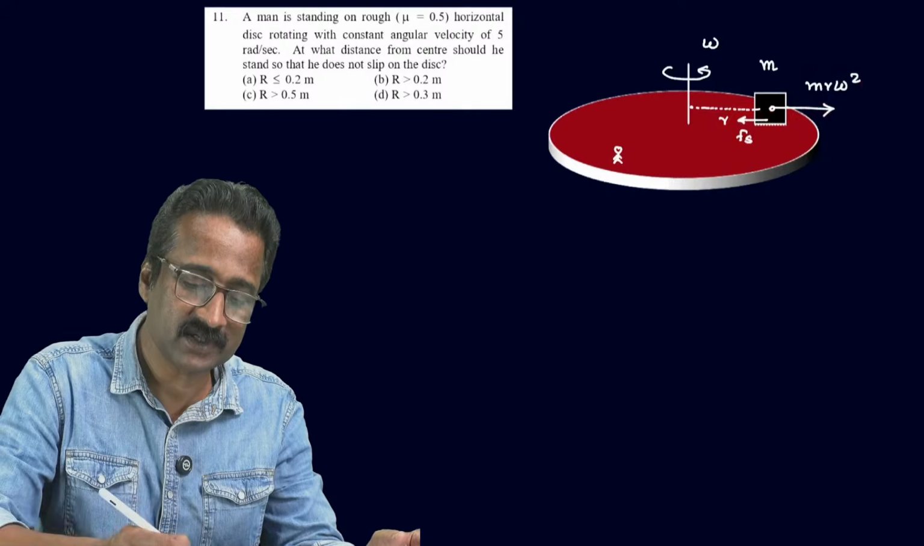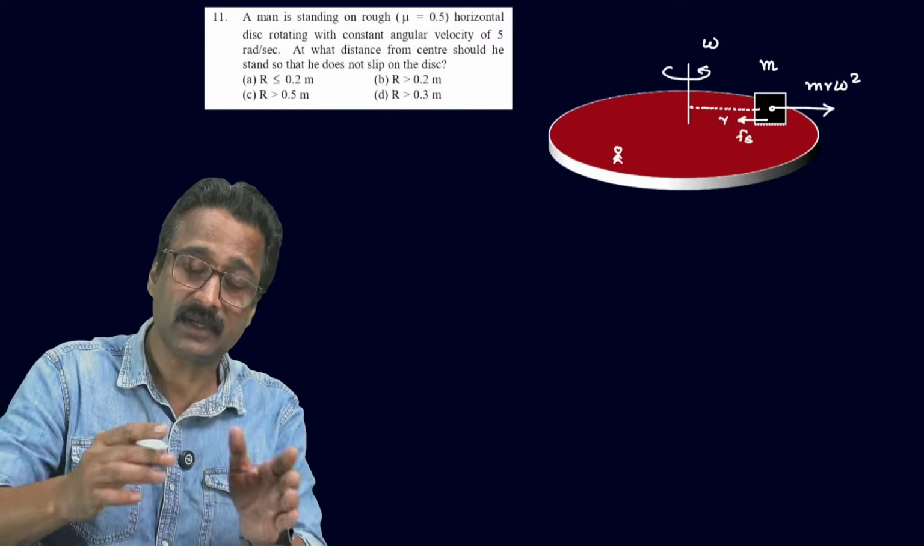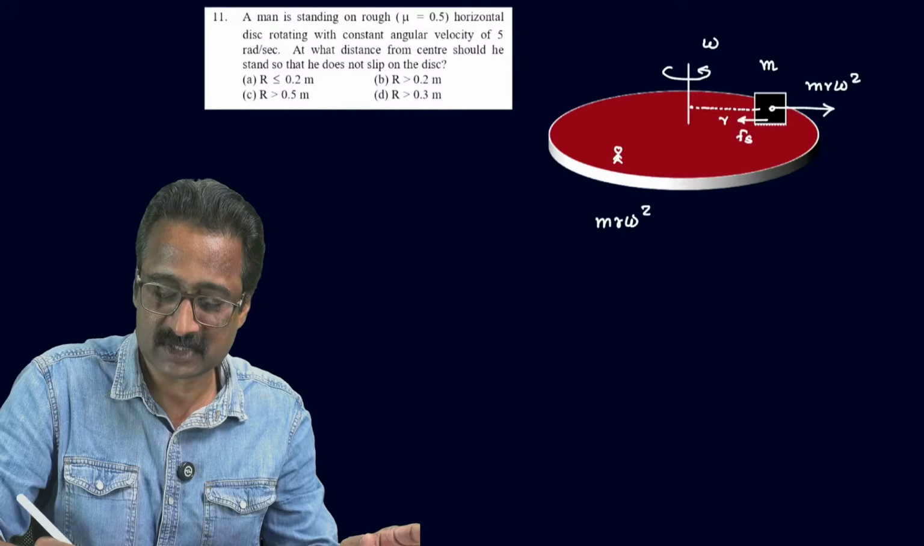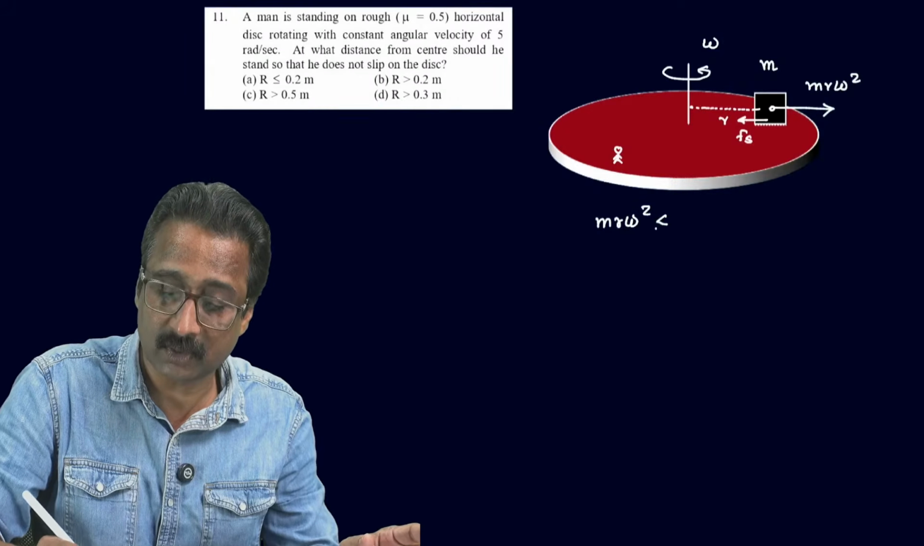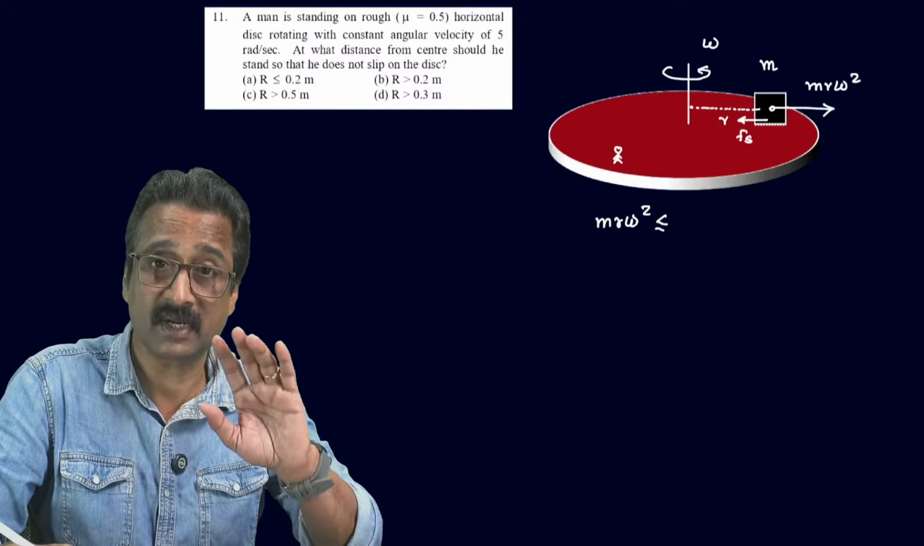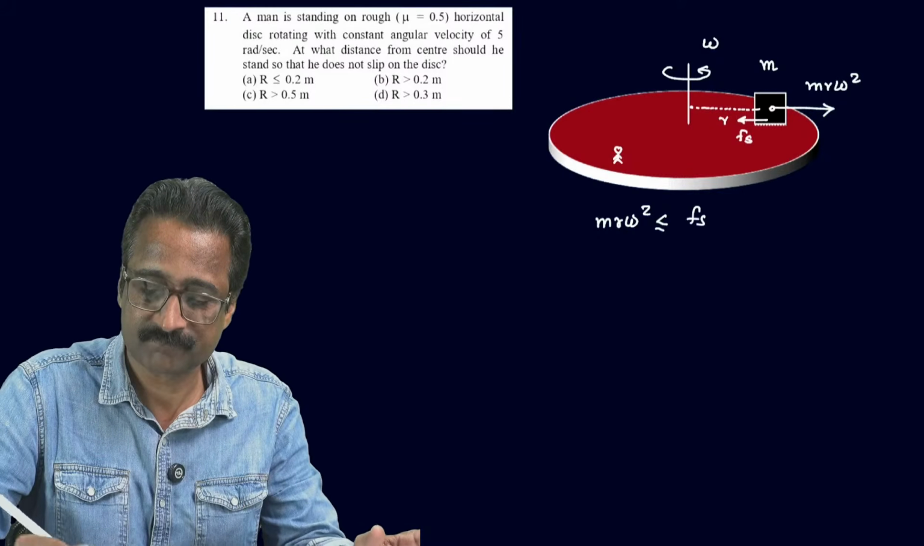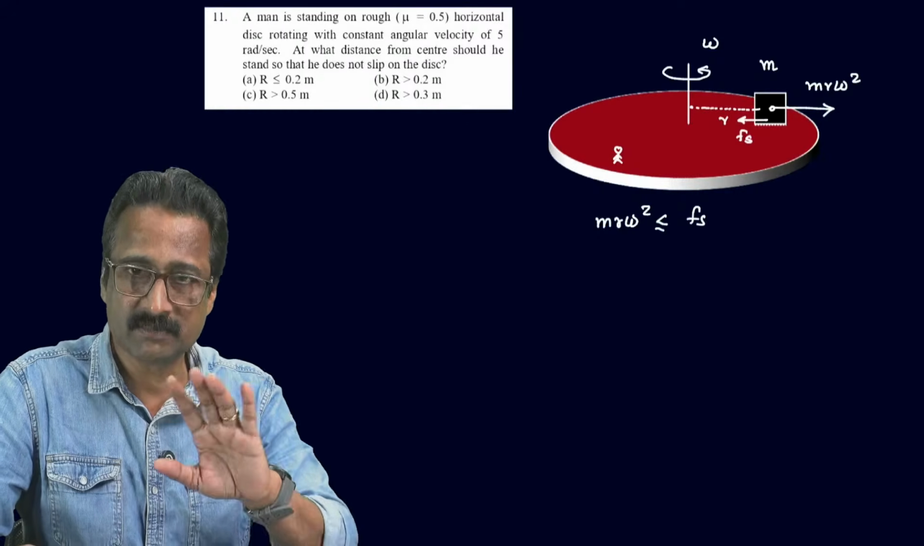So let me write the condition for the equilibrium of the body in the non-inertial frame. Here it is. mr omega squared must be less than or equal to Fs. Okay, it should never be larger. It must be less than or even equal to that Fs. So this is it. Now let us simplify this.